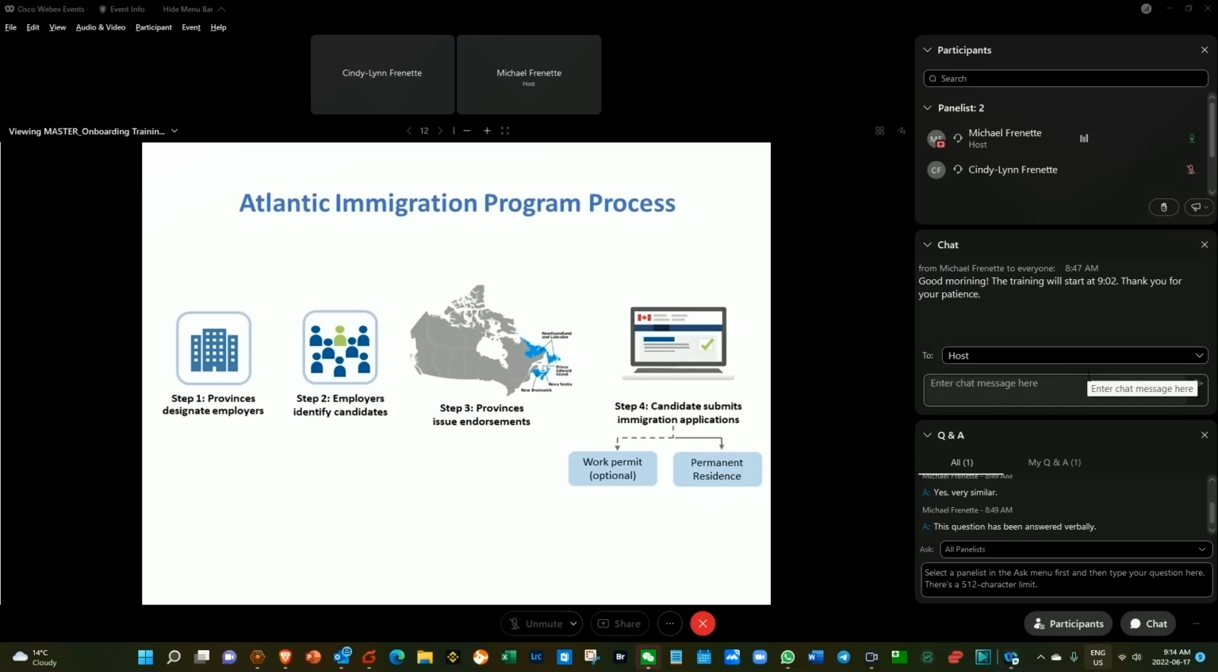So as you can see here, and for those who are familiar with the pilot, this is very similar. It's a four-step process, and steps 1 to 3 are for the employers and administered by the provincial government. So basically, the province will provide the designation, the endorsement of the candidate, and issue the endorsement. Once those steps are completed, the candidate can submit an application for permanent residence to IRCC. They may also be eligible to submit an application for a work permit to enable them to work for you while their permanent application is being processed, and we'll cover that later on in the presentation.